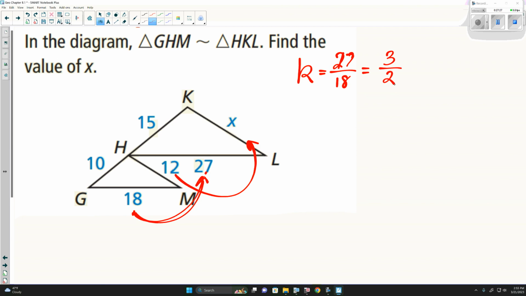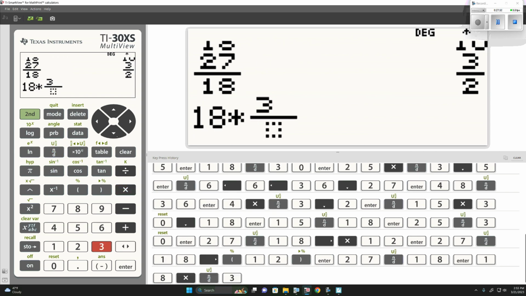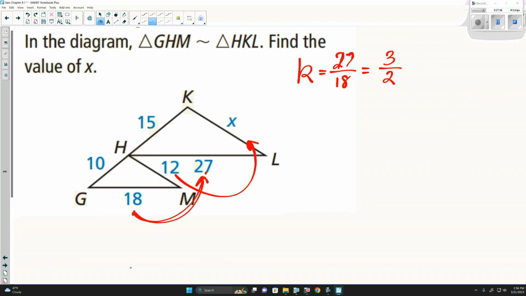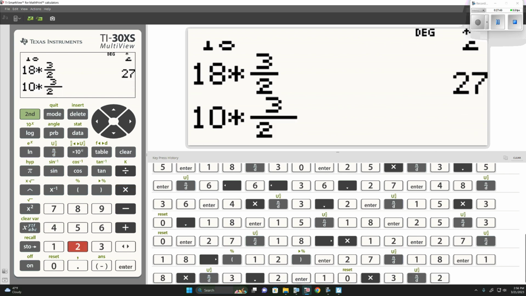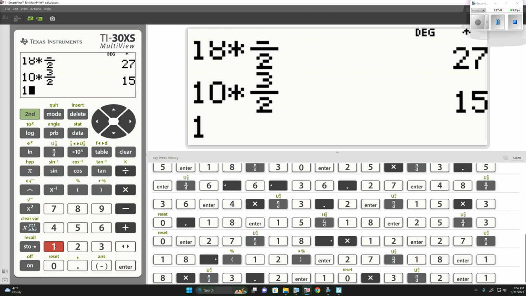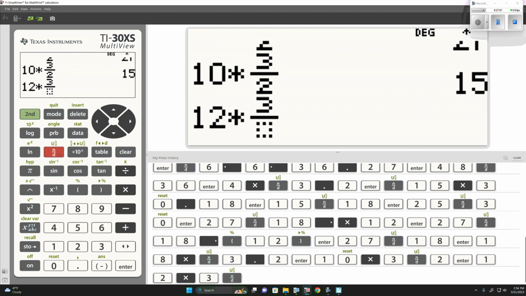And we can check it. 18 times 3/2 is 27. If I do it with 10 times 3/2 should give us 15, yes? What was the other side length? 12, yes? Times 3/2 is, so the value of x is 18.